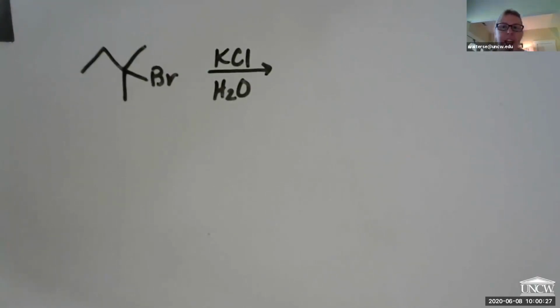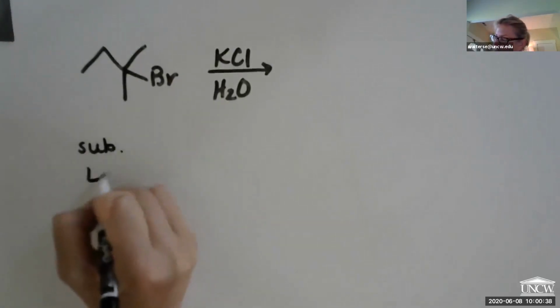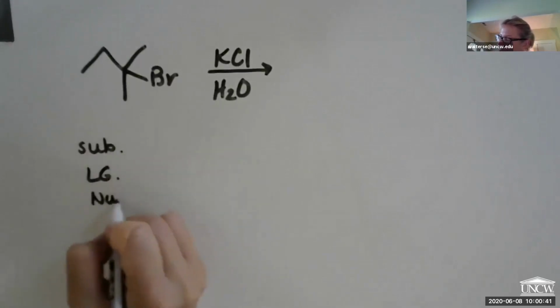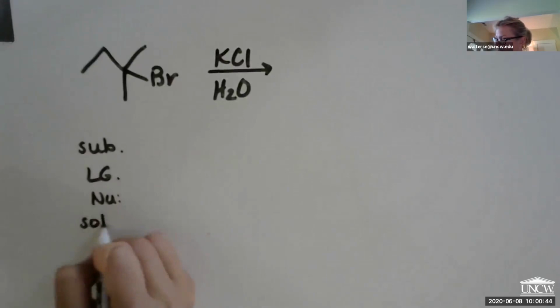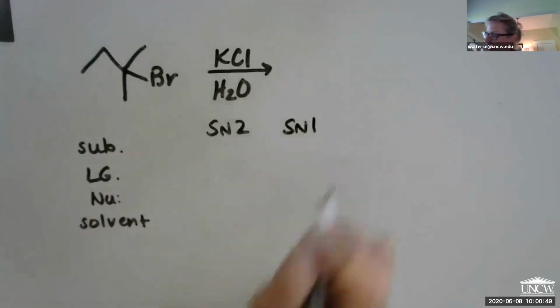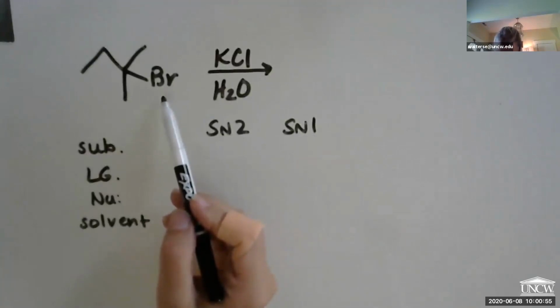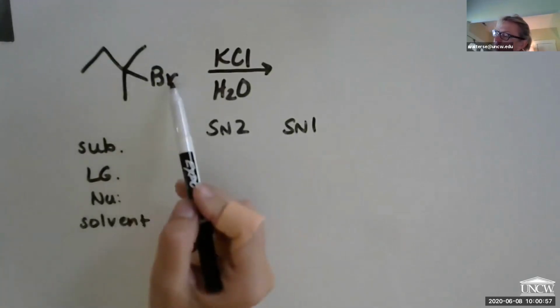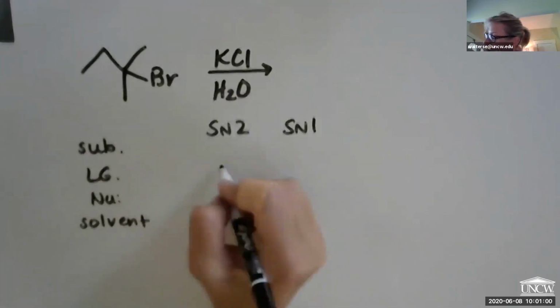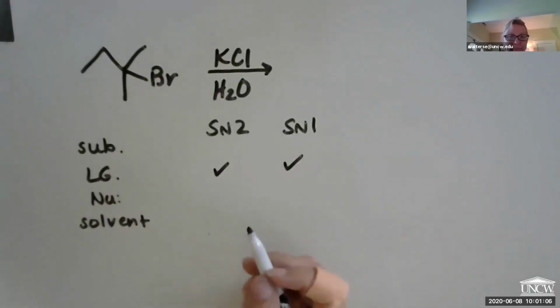Okay, does anybody need more time? Okay, so let's start. Substrate, leaving group, nucleophile, solvent. Okay, SN2, SN1. All right. Again, starting with the leaving group bromide, that's a good leaving group. Both SN2 and SN1 need good leaving groups.